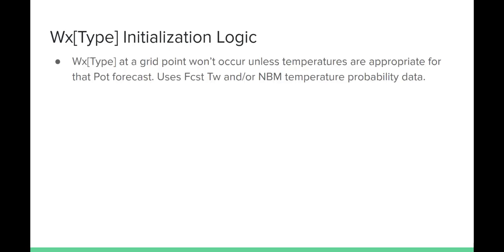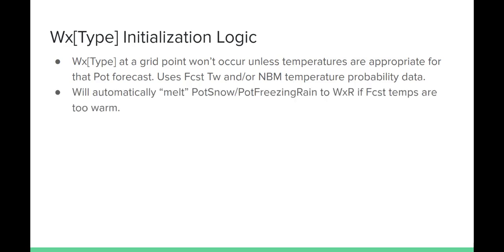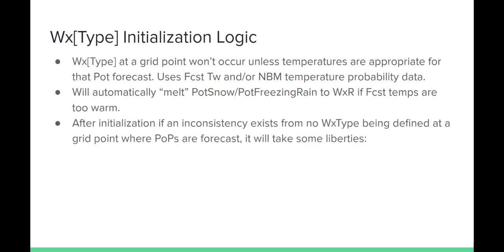Weather type at a grid point won't occur unless temperatures are appropriate for that pot forecast. This uses the forecast wet bulb temperature calculated from your temperature, your dew point, and topography grids, and the NBM temperature probability data to make the determination of whether a precip type is legal. It will automatically melt pot snow and pot freezing rain to WXR, or the rain grid, if forecast temperatures are too warm. New in ForecastBuilder 10.8, there's some smarter logic that will eliminate more inconsistencies by inferring the weather situation and what the forecaster is attempting to do based on their initialization options.